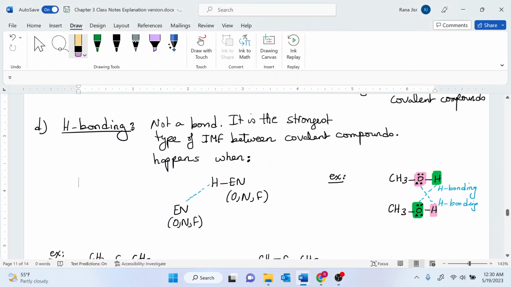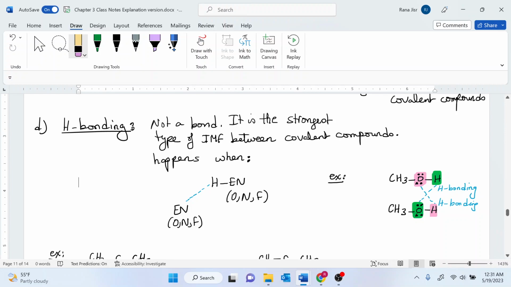Hydrogen bonding is the strongest type of intermolecular forces between covalent compounds, and it happens between two molecules. One molecule should have a hydrogen connected to an electronegative element, and that hydrogen of that molecule should interact with an electronegative element. Both electronegative elements can be either an oxygen, nitrogen, or fluorine.